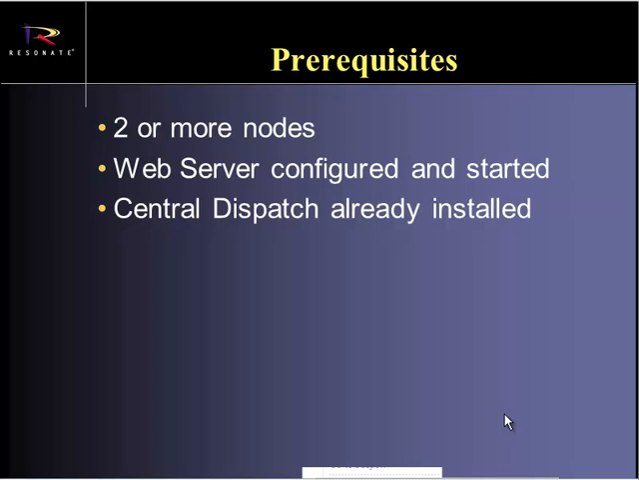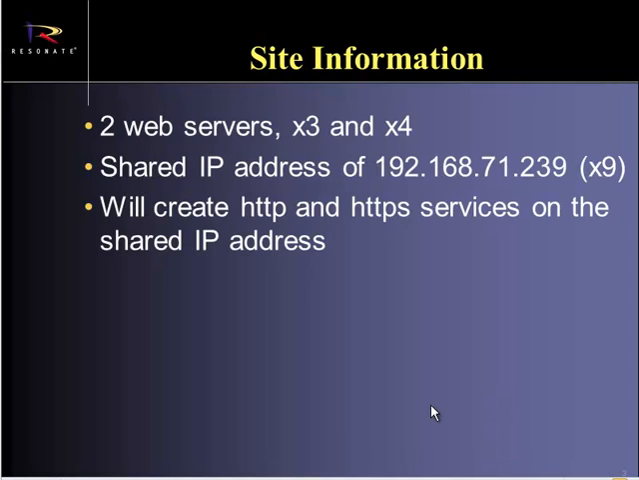Now the requirements for this configuration are that we have two nodes, which we do, and that there's a web server already configured and running on those nodes. Third requirement is that Central Dispatch is already installed. If you haven't installed Central Dispatch, then please look for our other video that does step you through that installation.